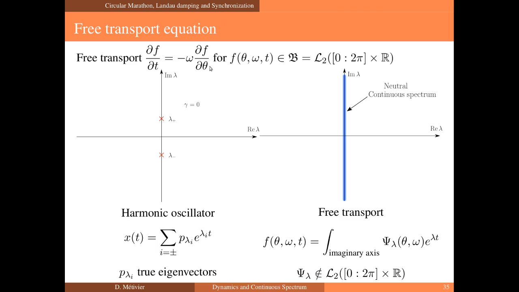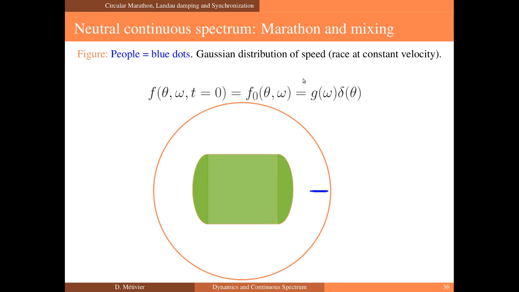Now let's go and look at this equation. An example that I like is to imagine that f is a density of people running a marathon on a track. So theta is the angle they are at. Here theta equals 0, here theta equals pi, etc. And omega is their speed. They all have a different speed, and I distribute this speed according to this J function.